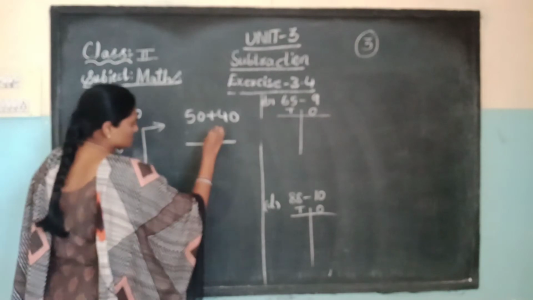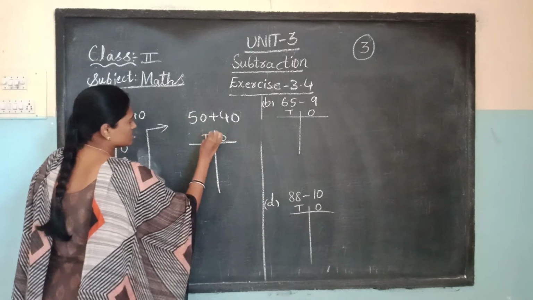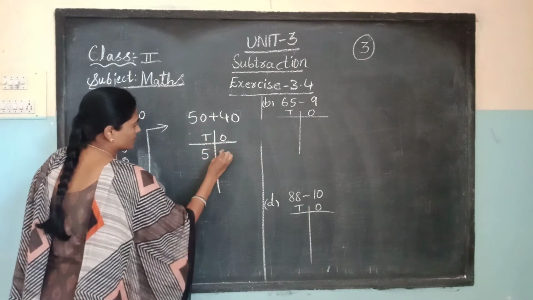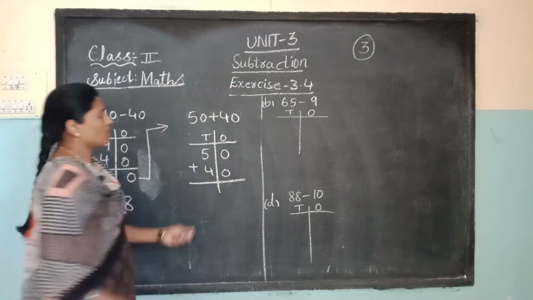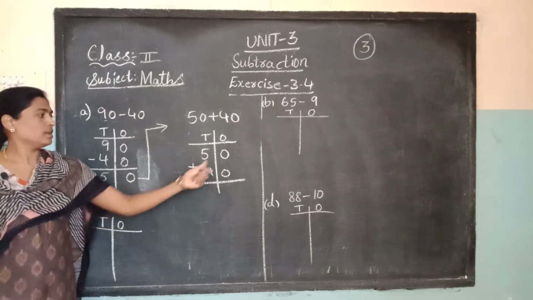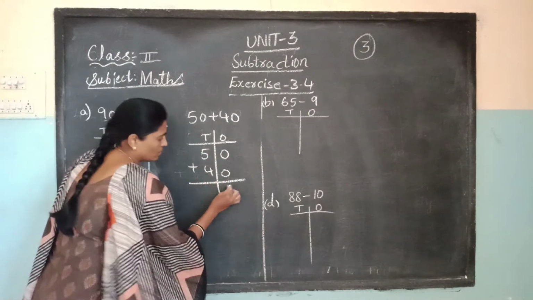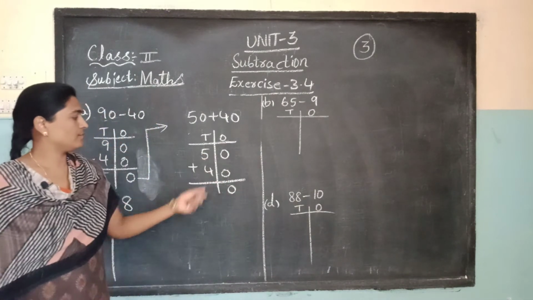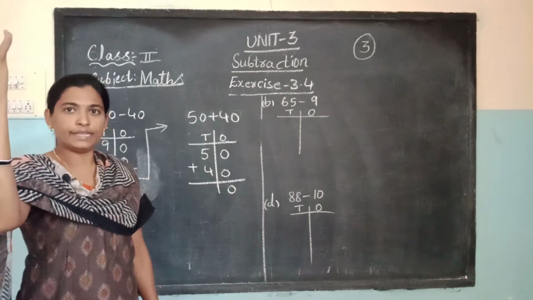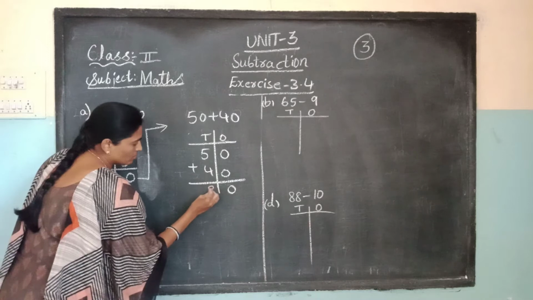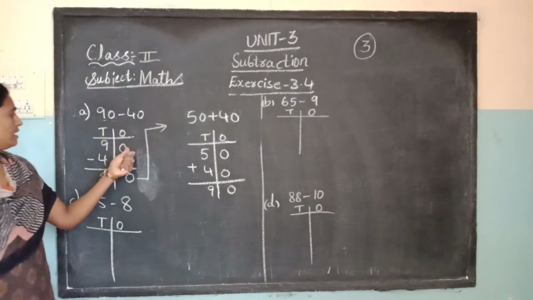Take the ones and tens columns. Ones, tens. What is the first number? 50 plus 40. Now count. This is the plus symbol. 0 plus 0, 0 only it will come. And 5 in the mind, 4 on your fingers. 5, after it 6, 7, 8, 9. You got the answer 90.